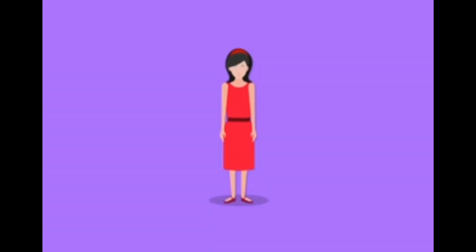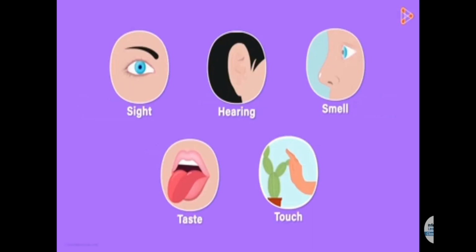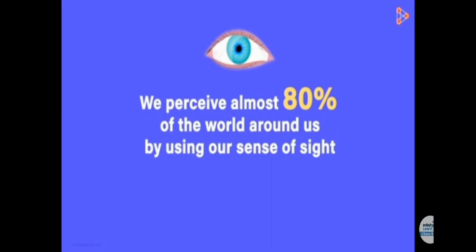Let us know how humans perceive things around us. We have 5 senses to interact with the world around us. These are sight, hearing, smell, taste, touch. Eyes help us to see things, ears help us to hear, we smell with the nose, taste with the tongue, and the sense of touch is through skin. Sight is the most important among these. We perceive almost 80% of the world around us by using our sense of sight.